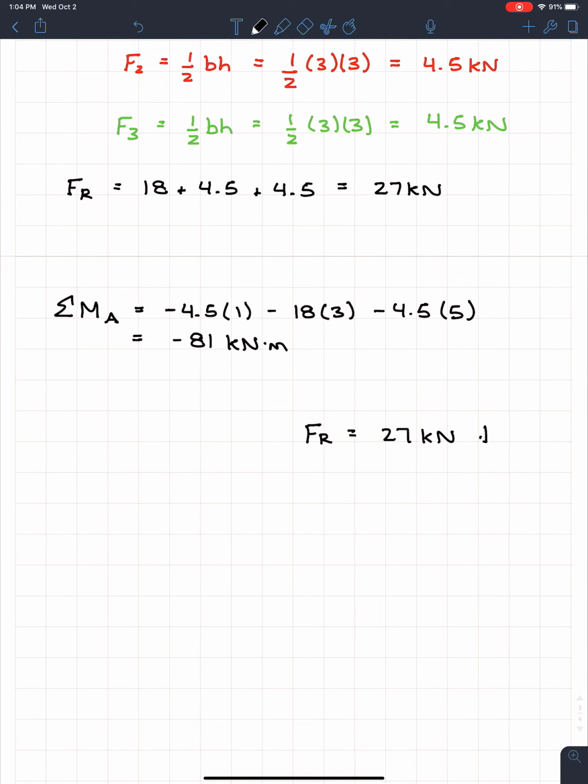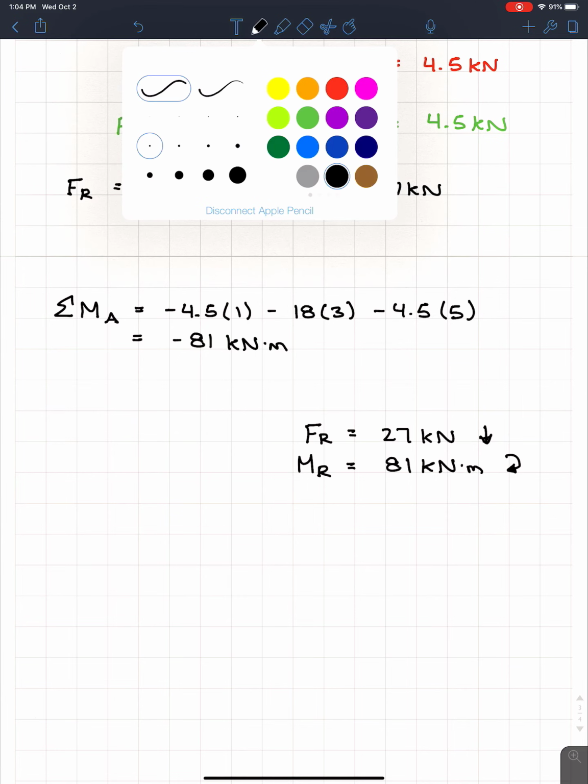And we should put that it's downwards. And then there's also a resultant moment due to these of negative 81. Actually, we're just going to put 81. So you can put negative 81 or you can put 81, but I'm going to put 81 kilonewton meters. And I'm going to specify the direction as clockwise, which is why I put it as positive. So that's the final answer.